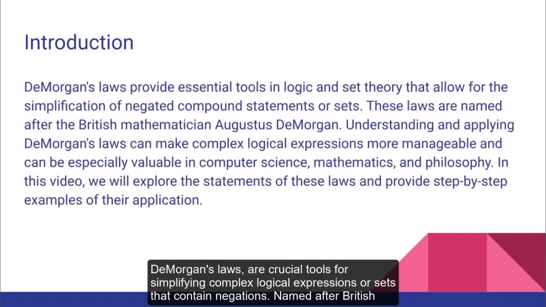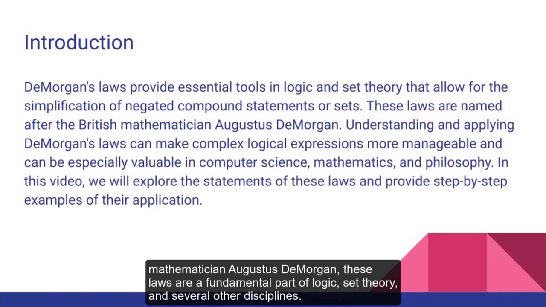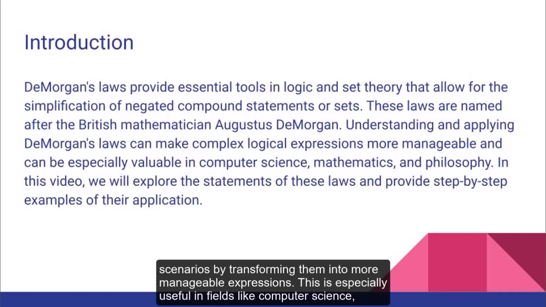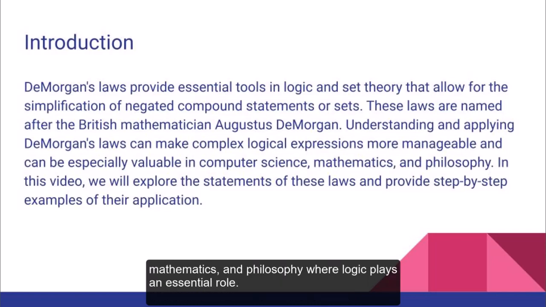De Morgan's laws are crucial tools for simplifying complex logical expressions or sets that contain negations. Named after British mathematician Augustus De Morgan, these laws are a fundamental part of logic, set theory, and several other disciplines. Understanding De Morgan's laws can significantly simplify complicated logical scenarios by transforming them into more manageable expressions. This is especially useful in fields like computer science, mathematics, and philosophy, where logic plays an essential role.